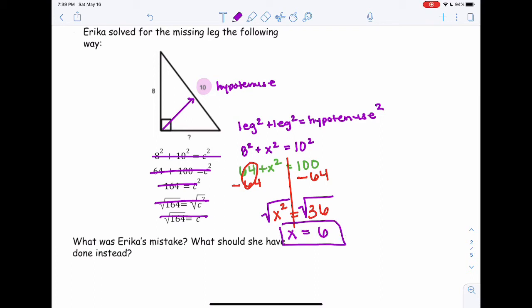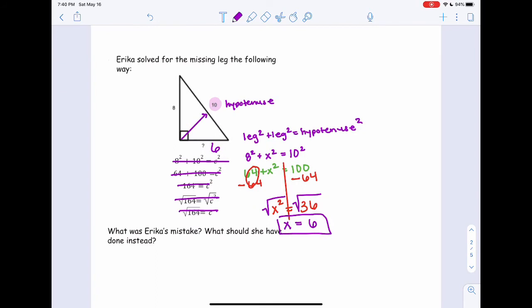So my missing length should have been 6. All right. So what was her mistake? That the 10 should have been substituted into the hypotenuse and not for the leg.